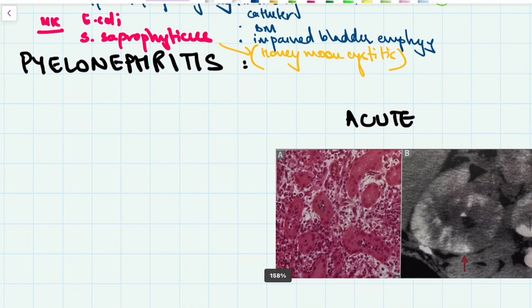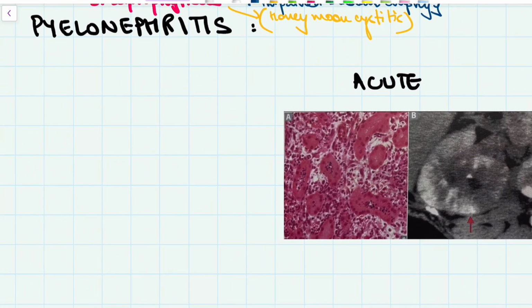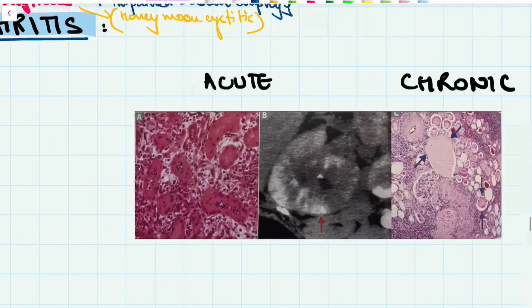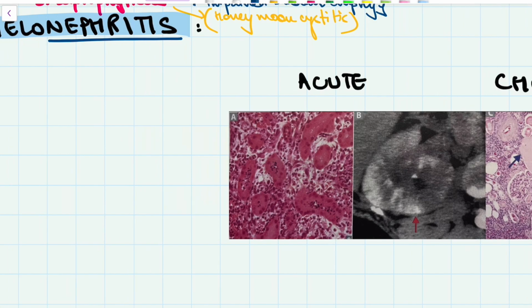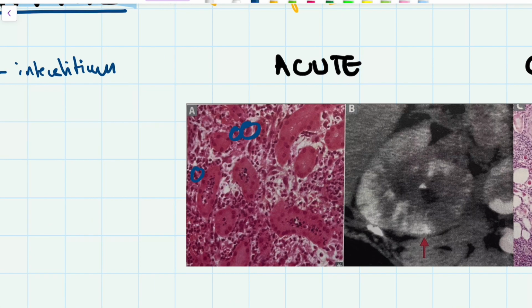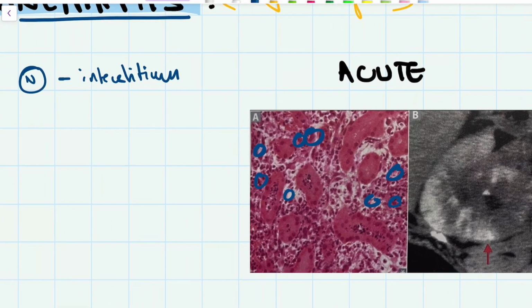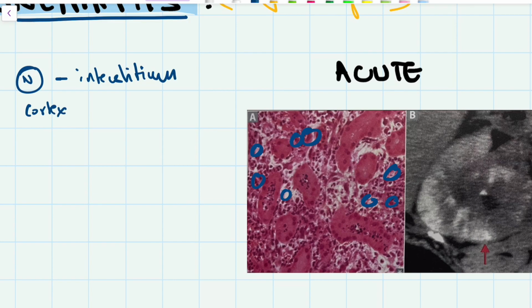Next, we are moving to pyelonephritis, right? As the name suggests, it is the inflammation of the kidneys, and it is of two types: acute pyelonephritis and chronic pyelonephritis, right? In acute pyelonephritis, there is neutrophilic infiltration in the renal interstitium. As we can see in the histopath, there are a lot of neutrophilic cells in the renal interstitium, right? All these cells are neutrophils. It basically affects the cortex, while there is relative sparing of the glomeruli as well as the vessels.